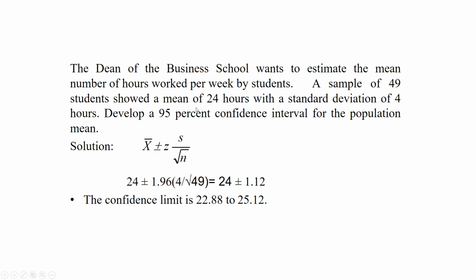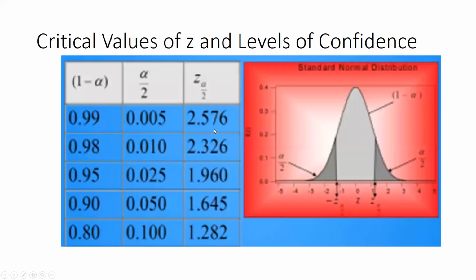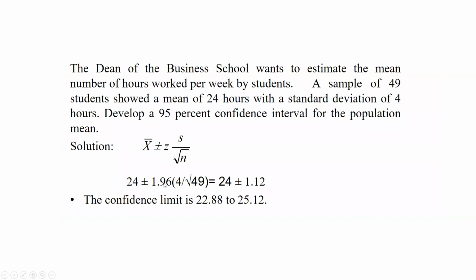At the 95% confidence interval, I can show you this table. This is the Z score, 1.960. If it is 99%, it is 2.576; 98% is 2.33; 90% is 1.645; 80% is 1.28. But in our question statement, it is 95%. So at 95%, what is the Z score value? That is 1.960. Let me continue this question.